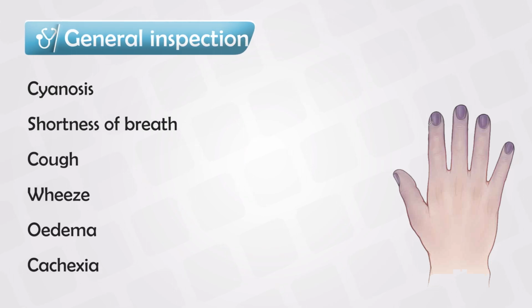General inspection starts by looking at the patient and looking for signs of cyanosis, shortness of breath, coughing or wheezing, general edema, or cachexia.